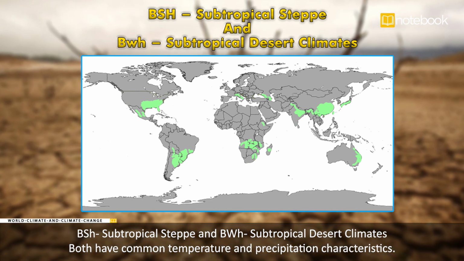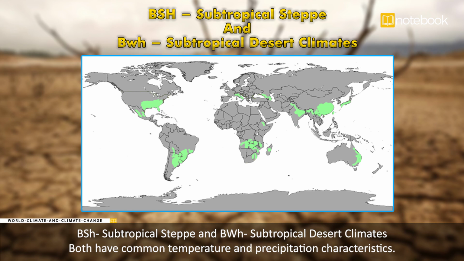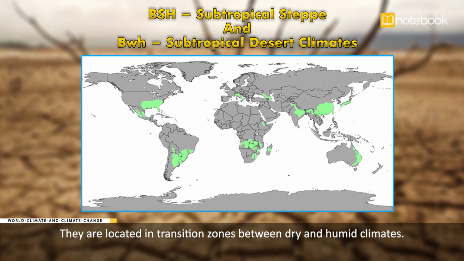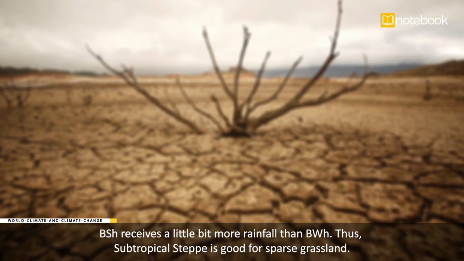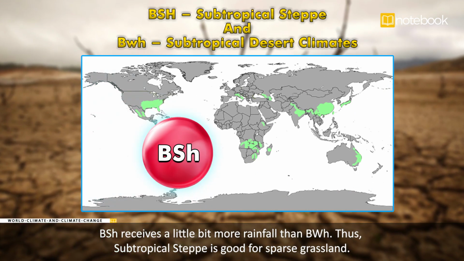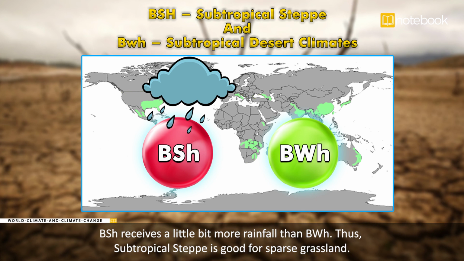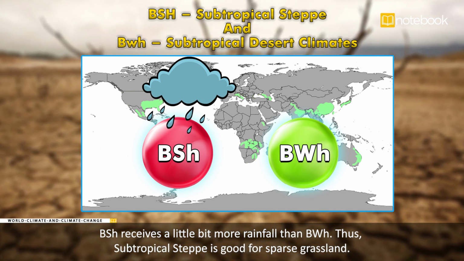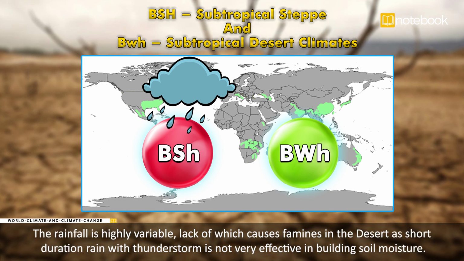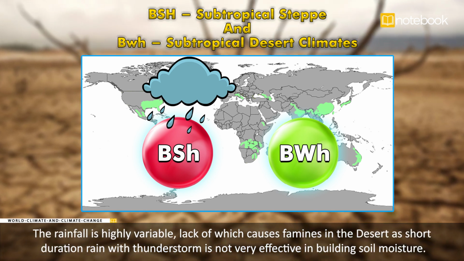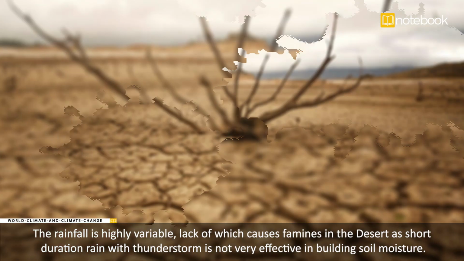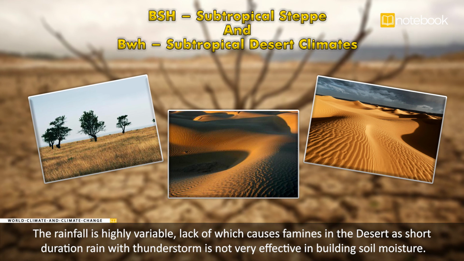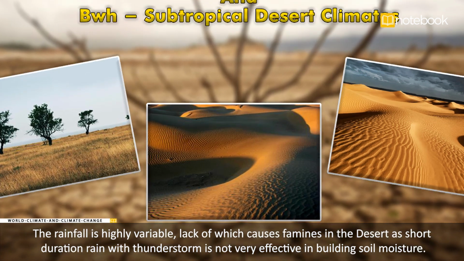Both have common temperature and precipitation characteristics. They are located in transition zones between dry and humid climates. BSH receives a little bit more rainfall than BWH. Thus, subtropical steppe is good for sparse grassland. The rainfall is highly variable, lack of which causes famines in the desert, as short duration rain with thunderstorm is not very effective in building soil moisture.